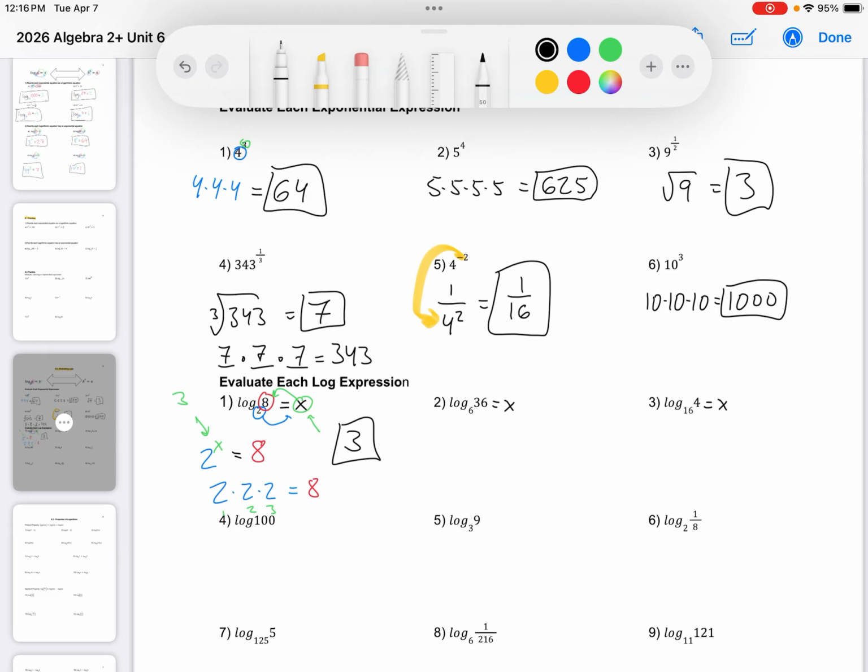Right? Log base 2 of 8 is 3 because we would need to take 2 to the power of 3 to make it equal 8. Okay. So that's what we're doing essentially for all of these.